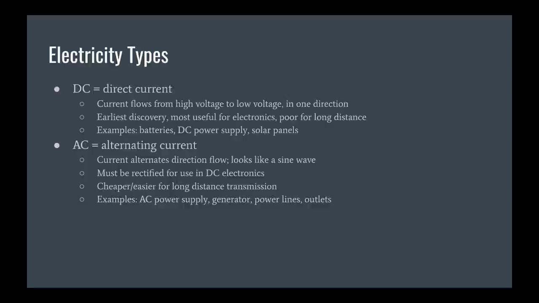AC goes back and forth in direction, it alternates directions. And if you put it into an oscilloscope, so you basically track voltage over time, you see a sine wave. It has to be rectified into direct current before it can be used within electronic situations. Talked about how it's cheaper and easier for power line transmissions, and you'll see it in AC power supplies, generators, power lines, your house outlets, stuff like that.